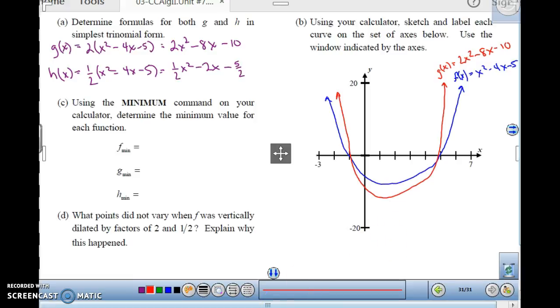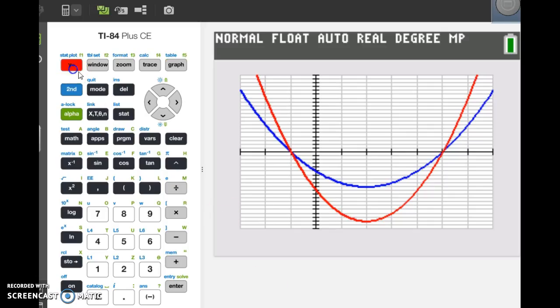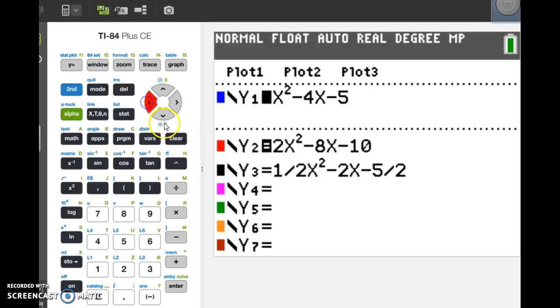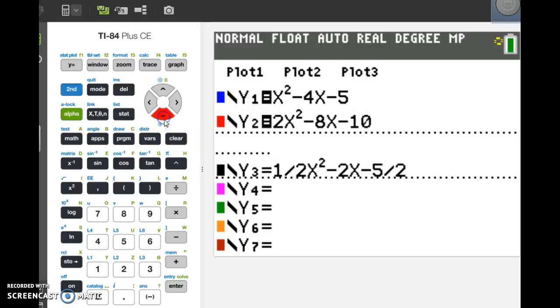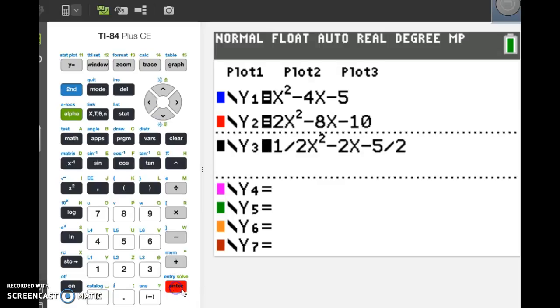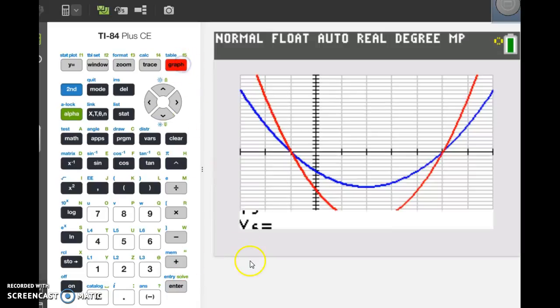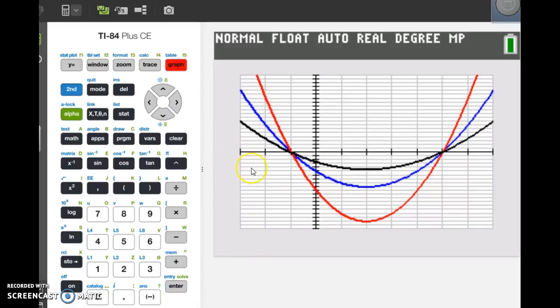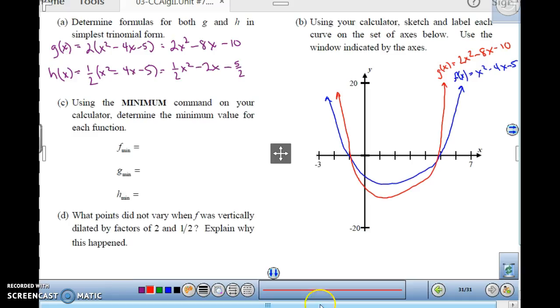Okay, now let's turn on h of x. So I'm going to go to y equals. I'm going to arrow down to my equal sign and turn it on, so I'm going to press enter. So now when I graph it, the black one, you can see it got a lot flatter, and it still has the same intercepts. It's just going to be flatter, I should say, wider.